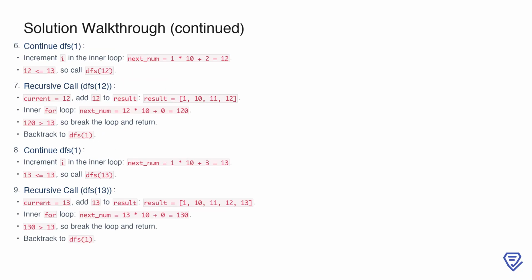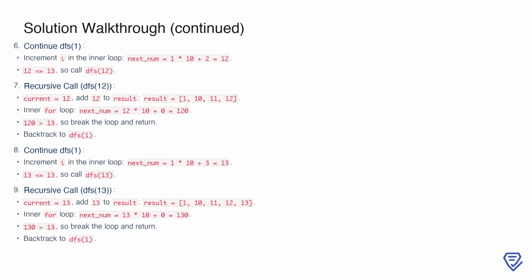Continuing from where we left off, we increment i again in the inner loop of DFS(1), and the next number becomes 12. Since 12 is less than or equal to 13, we call DFS with 12. In this call, the current number is set to 12, which is added to the result list, making it [1, 10, 11, 12]. The inner loop calculates the next number as 120, and because 120 exceeds 13, we break out and return to DFS(1).